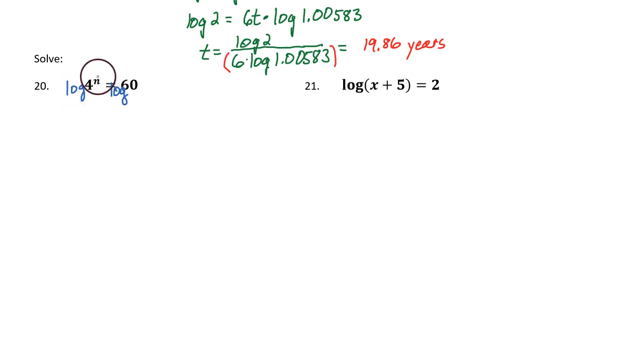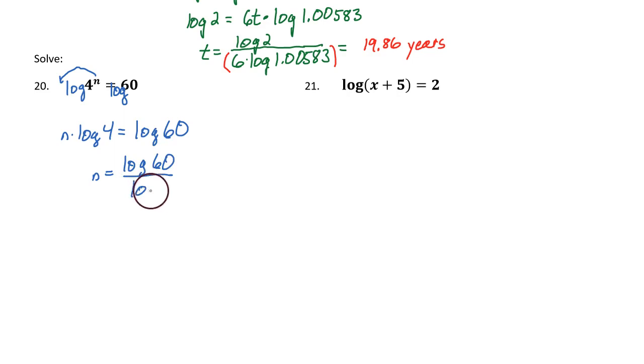On the left side, take the exponent and move it out in the front. N times log of 4. And that equals log 60. Then think about how you're going to get the n alone. How do you make that log 4 cancel away? Using division. So log 60 divided by log 4. Type that in the calculator and hit enter. This is 2.95 if you round it.